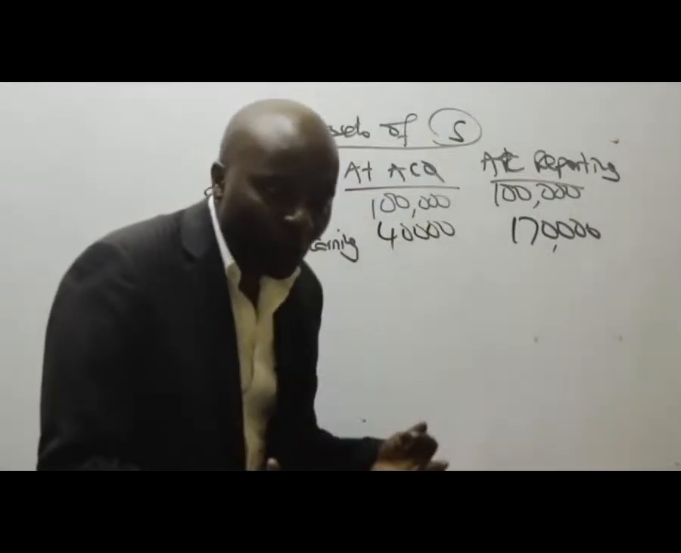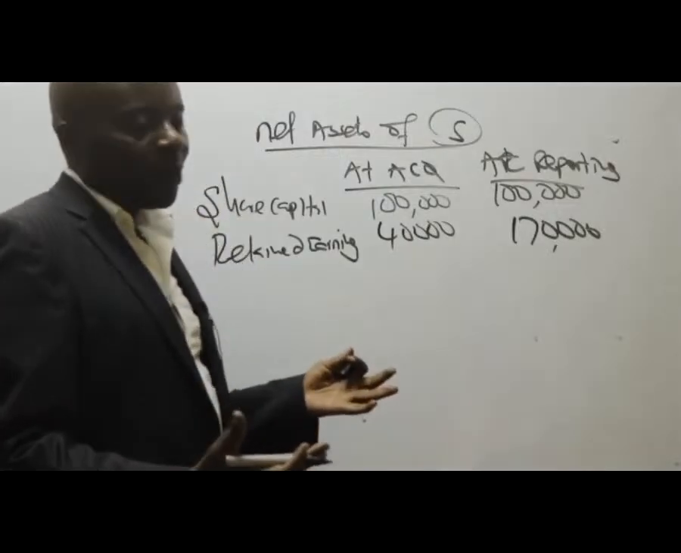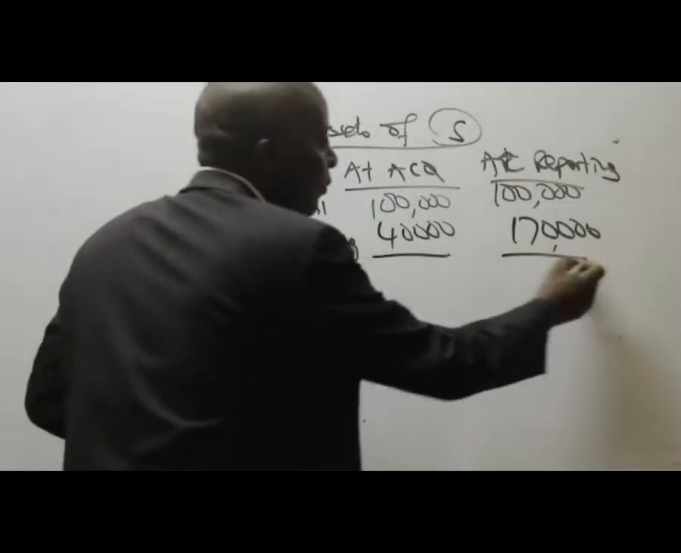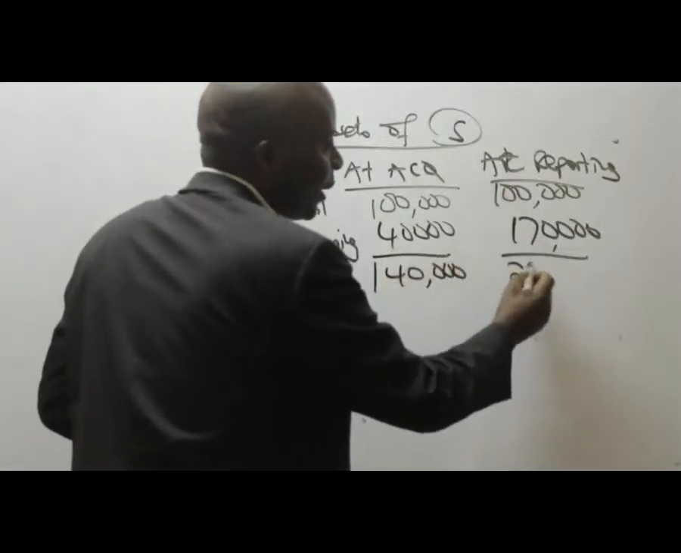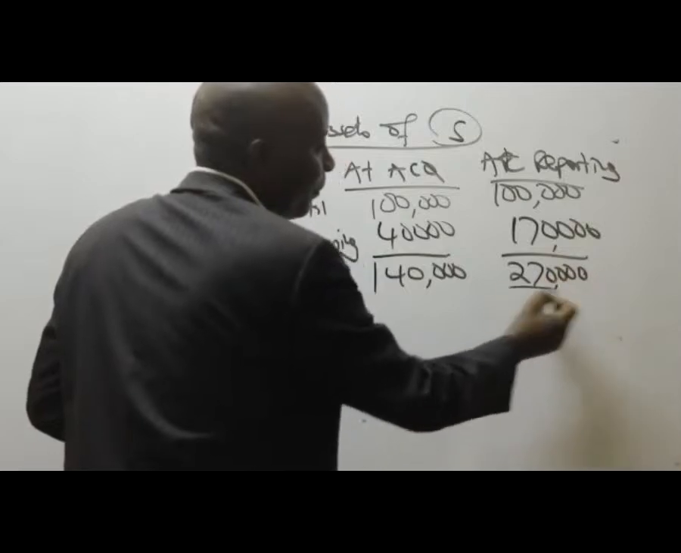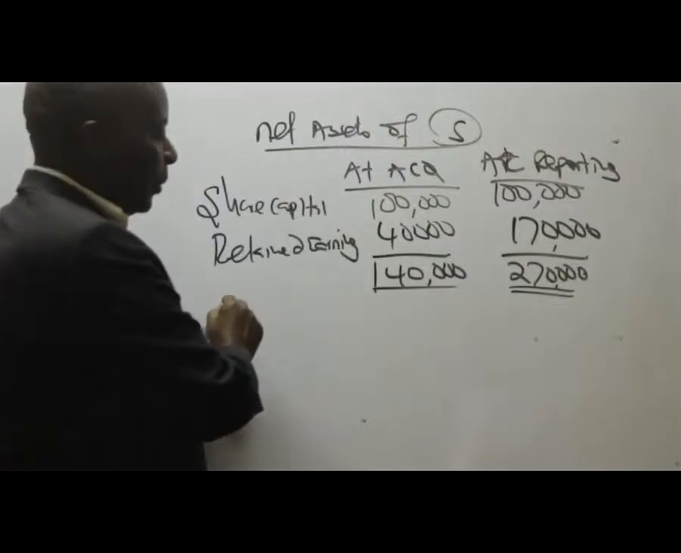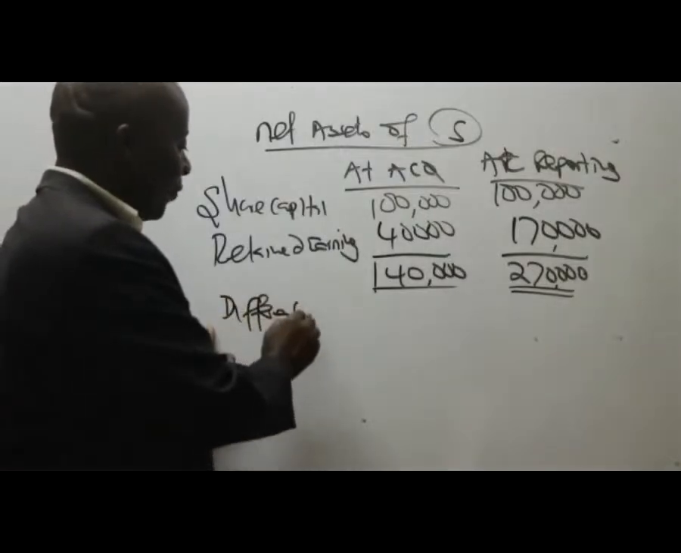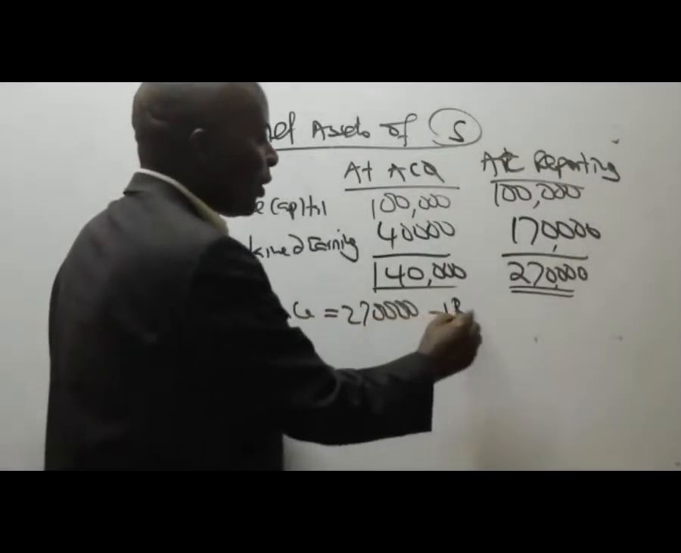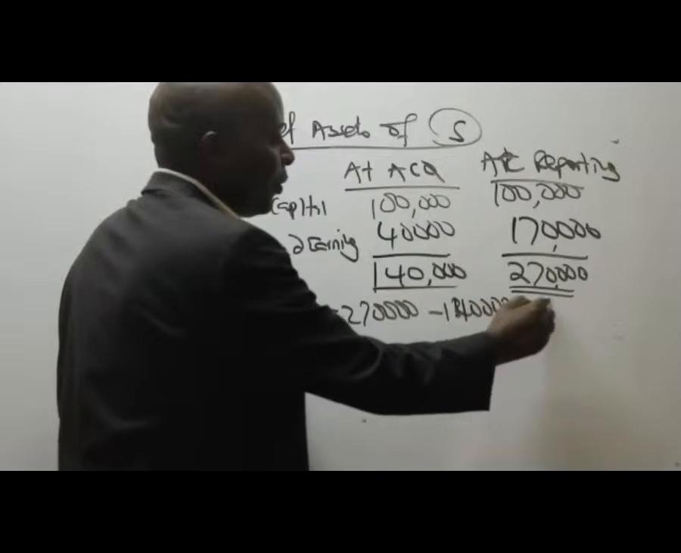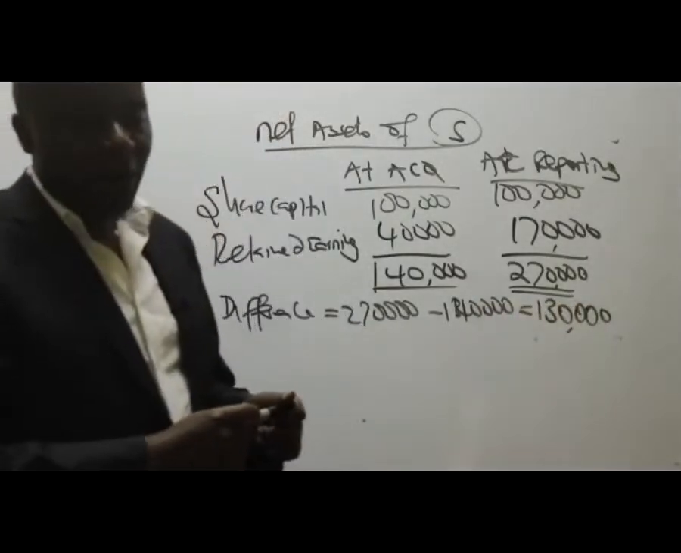In this question, we do not have fair value adjustments. So what you need to do is give us the total: 140,000 at acquisition, and the total at reporting here is 270,000. So what is the difference between the two? The difference will be 270,000 minus 140,000, which gives me 130,000.